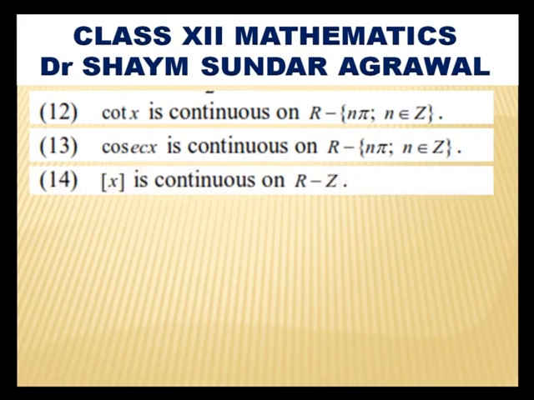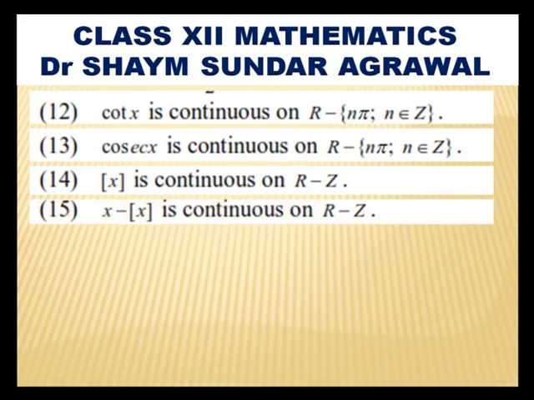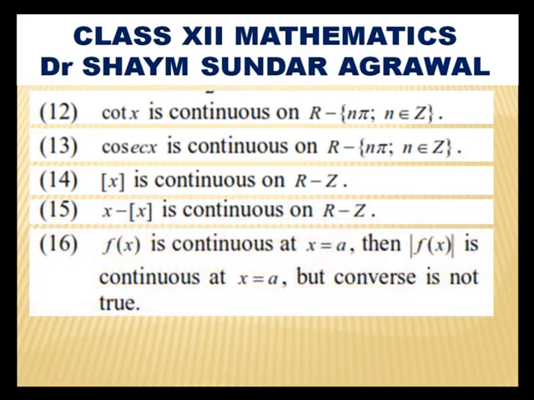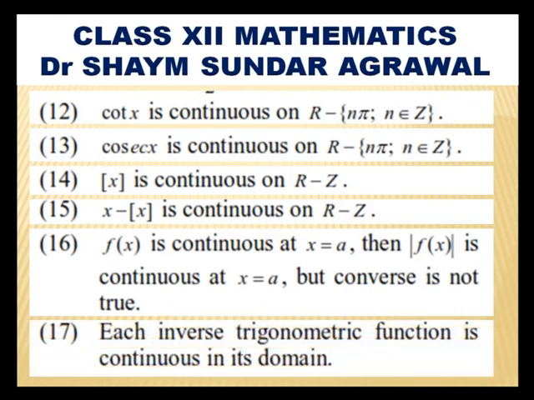Bracketed x, the greatest integer function, is continuous on R minus Z, all real values except the integral points. x minus bracketed x is continuous on R minus Z. If f(x) is continuous at x equals a, then modulus of f(x) is also continuous at x equals a, but the converse is not true. Each inverse trigonometric function is also continuous in its domain.